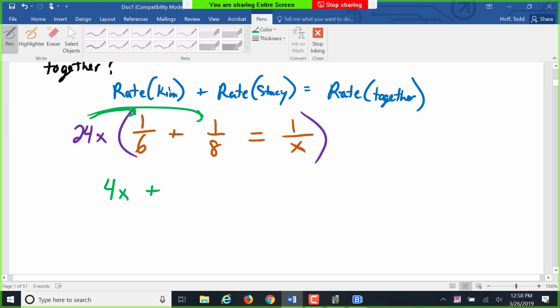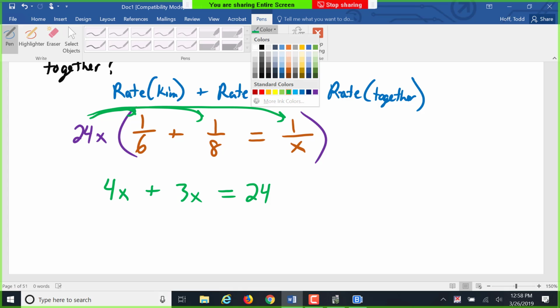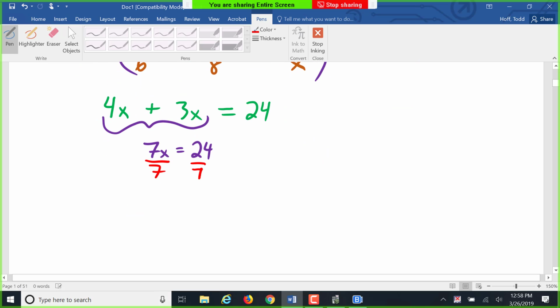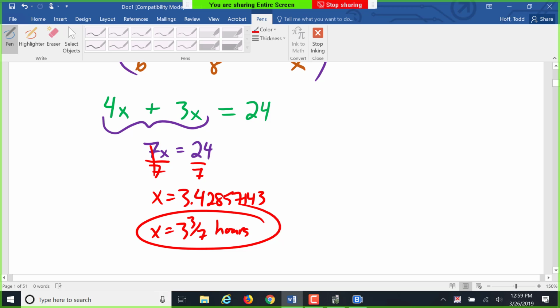Plus, what's 24x times 1/8? 3x. Good. Equals, what's 24 times 1 over x? Just 24. Good. What would be my next step? Combine like terms. 4x and 3x make 7x. 7x equals 24. So yes, we divide by 7, which is going to give us x is equal to 3.4285714 approximately. Or just 3 3/7. So it takes about 3 3/7 hours to finish that job if they work together.